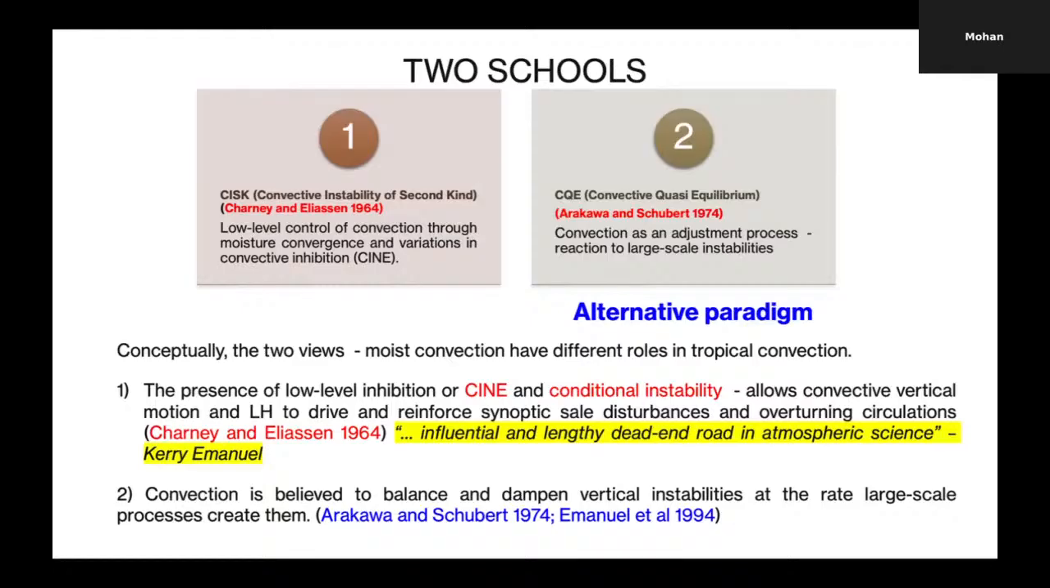But the other school says there is no need to have instability in the atmosphere at the low levels. Still, you can have deep convection because it is an adjustment process. It's a transient process, and it can adjust.